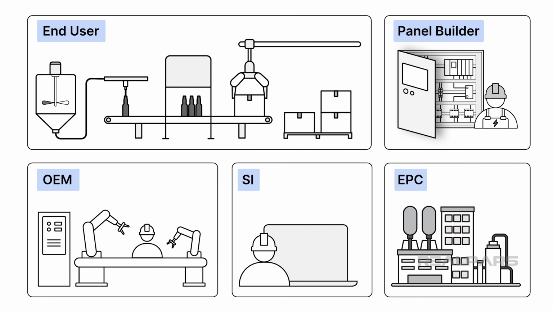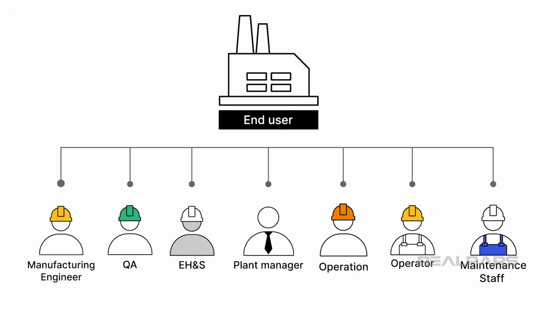In my previous video, I explained what types of companies are involved in industrial automation, including end users, OEMs, system integrators, and EPCs. If you missed that video, you can find it linked in the description below. In this video, I'll walk you through the main job roles you'll find at an end-user factory or plant.